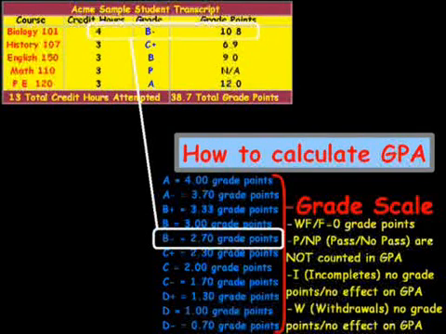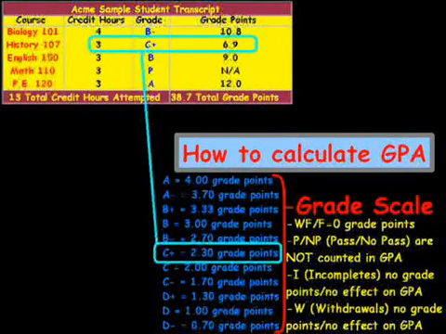The first course, biology, they took 4 credit hours, and they got a B minus. So the grade points you see there, the 10.8, is 4 times a B minus of 2.7. Now for the History 107 class, they have 3 credit hours attempted, and they have a grade of a C+, so we multiply 3 times 2.3, which comes out to be 6.9.